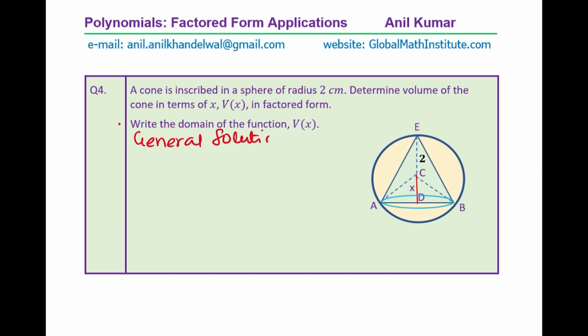Since this is a very important question, we'll assume that the radius is r, right? We are given radius is 2, but we'll use the value r. Okay. So let us say this is r, so that means all these things are r, correct? Now what is the volume of cone?